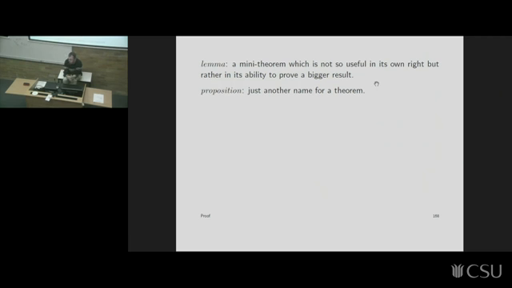Which is actually useful in its own right, but what it's really important for is being able to say that you can split up any composite number into a product of primes. That's called the fundamental theorem of arithmetic. And so that's a useful result to prove something bigger. That's the idea of a lemma. So sometimes they're really useful in their own right, sometimes they're not. But that's an example one that you might be familiar with.